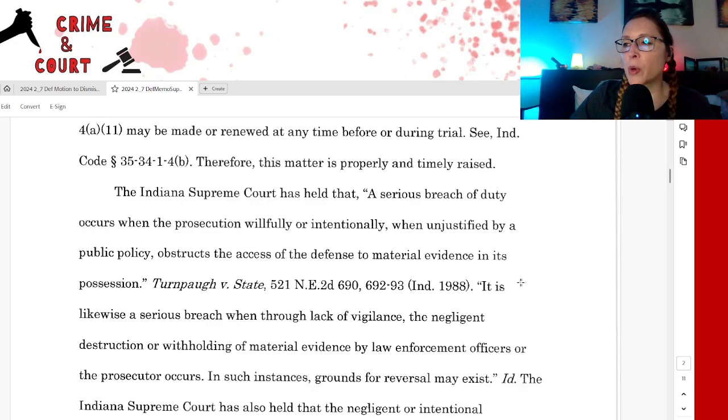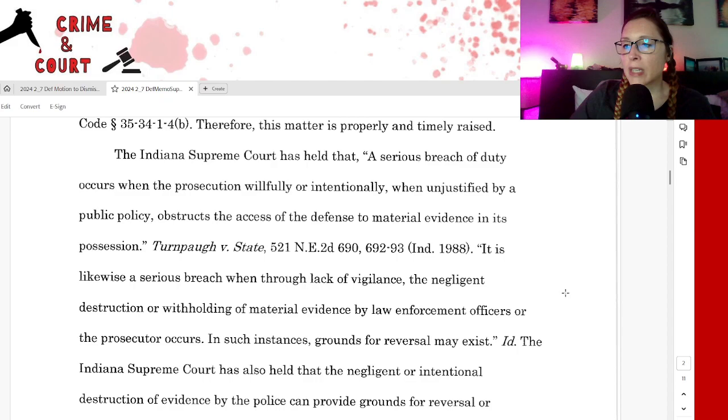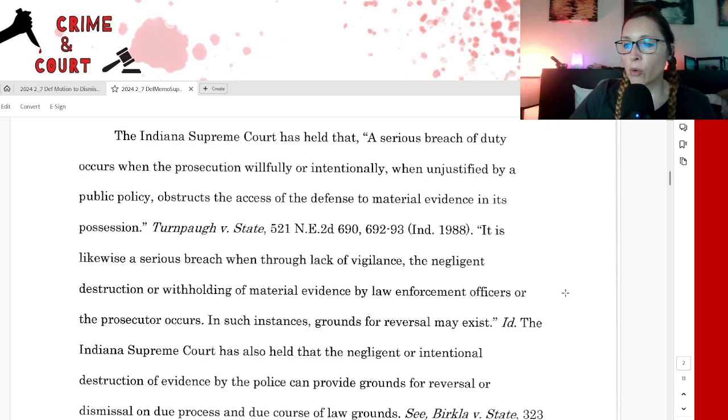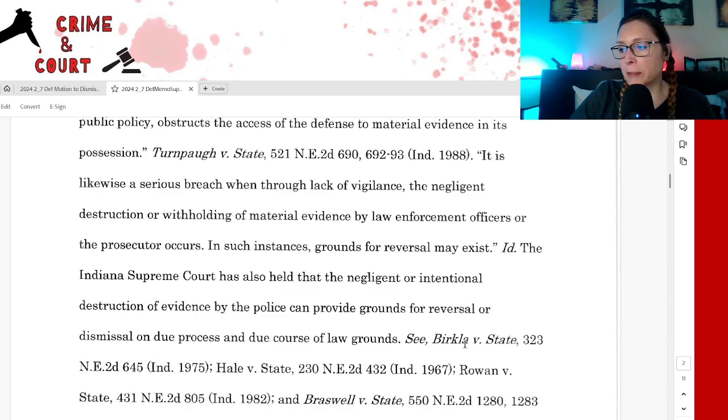The Indiana Supreme Court has held that a serious breach of duty occurs when the prosecution willfully or intentionally, when unjustified by a public policy, obstructs the access of the defense to material evidence in its possession. It is likewise a serious breach when, through lack of vigilance, the negligent destruction or withholding of material evidence by law enforcement officers or prosecutor occurs. In such instances, grounds for reversal may exist. So they're trying to get the charges dropped or reversed or whatever that means.